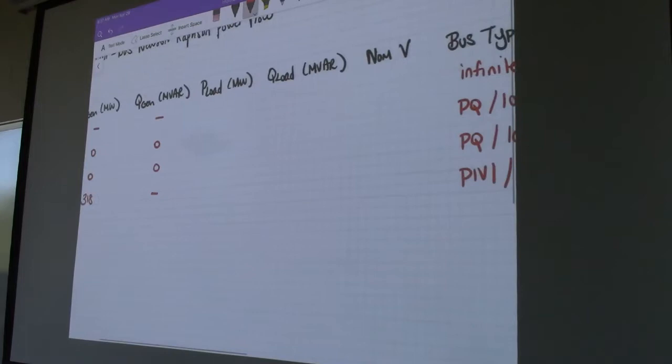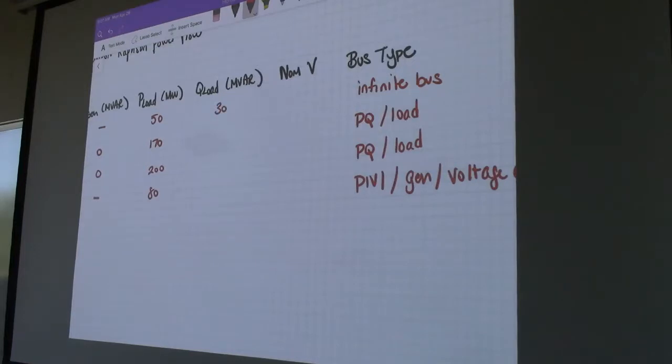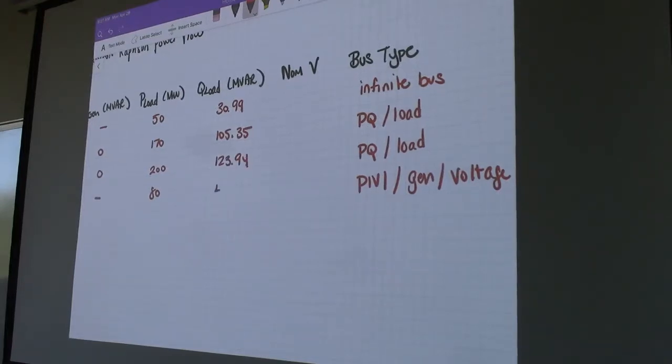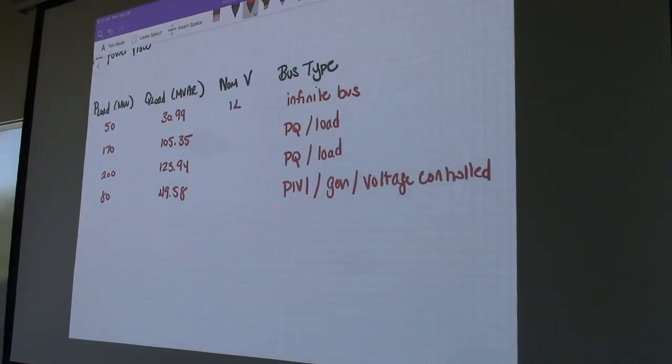There's load values 50, 170, 200, 80, 30.99, 105.35, 123.9, picking some really weird values here, 0.94, and 49.58, very specific. Our nominal voltage is essentially going to be 1 with an angle of 0 for all of the buses. This is the same as the previous definition, except this last one: the last one is 1.02 with an angle of 0.